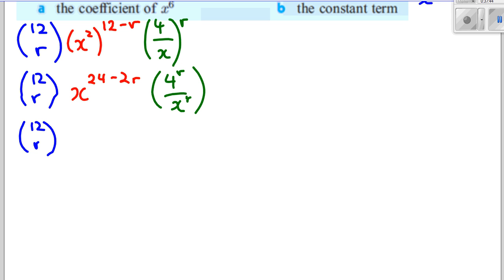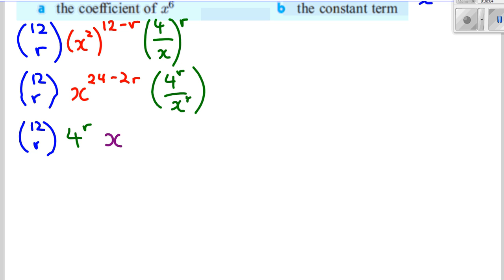So our coefficient will be 4 to the r, because there's no other numbers, is there? So 4 to the r, this would be another little number there. In terms of our x, I'll do x in purple now. If you did x to the 24 minus 2r, divided by x to the r, what do you do to the exponents when you divide?